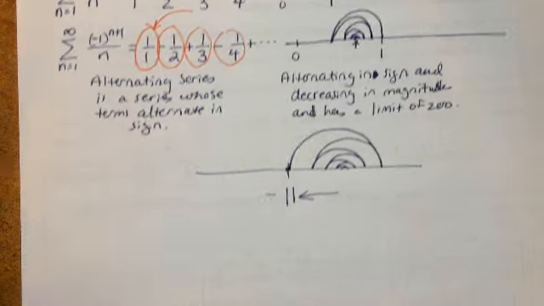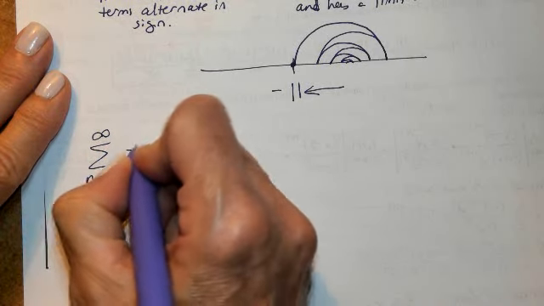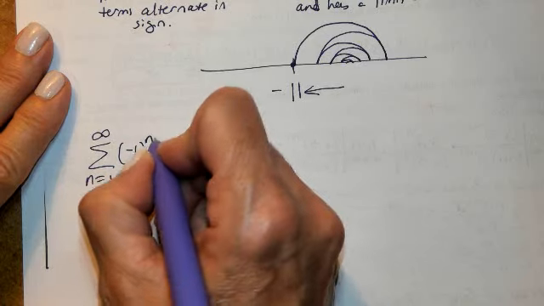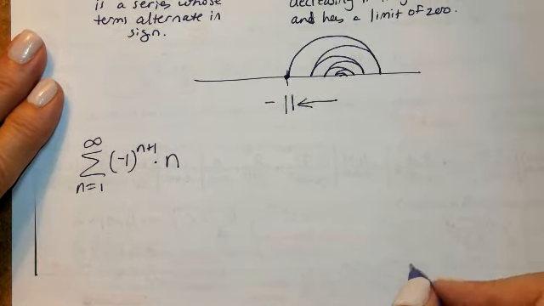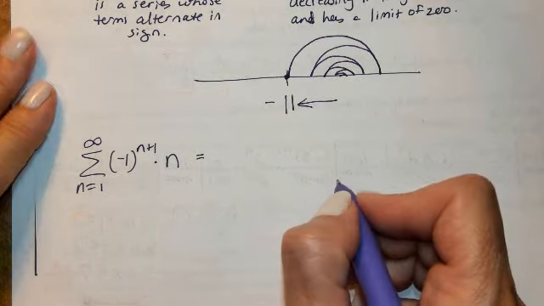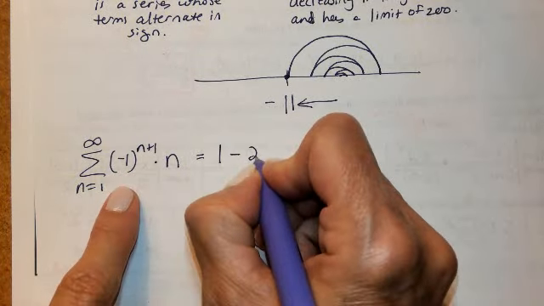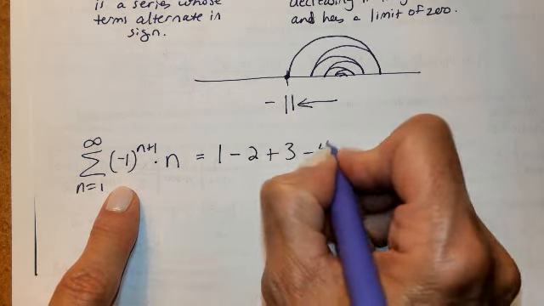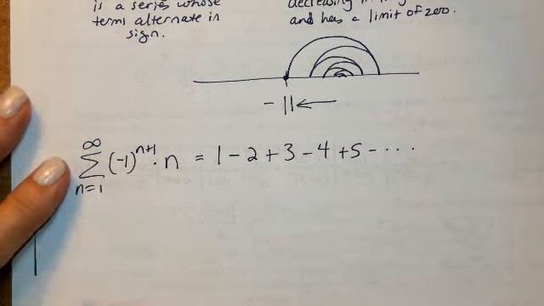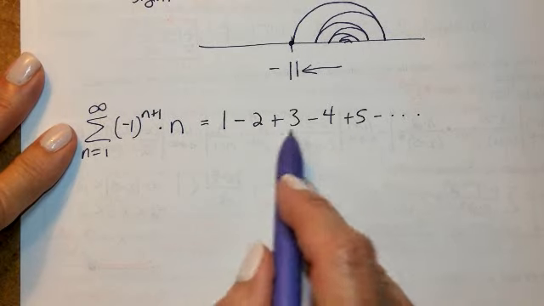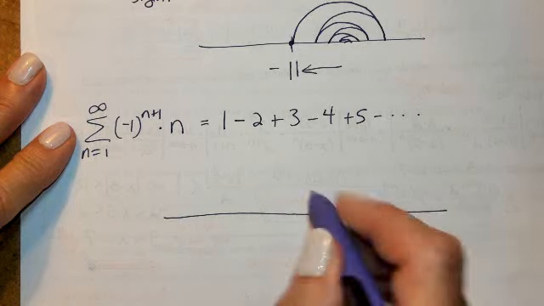Now, what if I gave you another alternating series? What if we had that? What would the terms of this one be? Well, we would start positive, and then we'd start at 1, minus 2, plus 3, minus 4, plus 5. That's alternating, isn't it? It is alternating, but it's not decreasing in magnitude. It's increasing in magnitude. So what would that be doing?